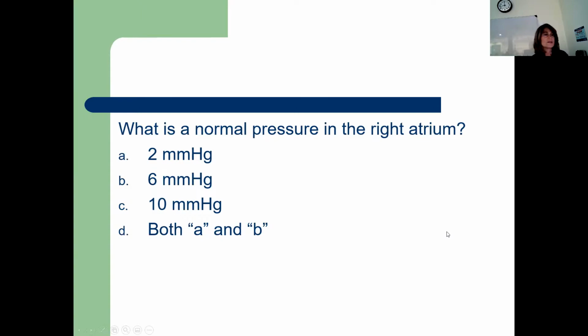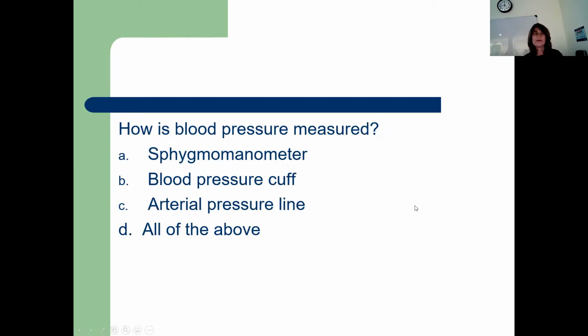Marlon, you're next. What is a normal pressure in the right atrium? D. Yes, correct. So 2 to 6 millimeters mercury. Mary, how is blood pressure measured? With a sphygmomanometer, a blood pressure cuff, arterial pressure line, or all of the above? D as in dog? Yes, very good. Sphygmomanometer, what is that? A blood pressure cuff, yes.